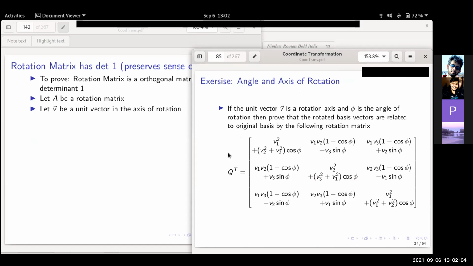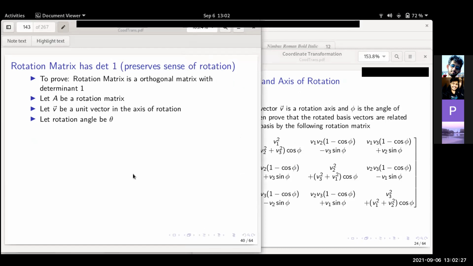So this matrix, what is shown on the right-hand side, is a rotation matrix with axis V and angle phi. So this is how you have to imagine. In general, any matrix you can imagine having an axis as well as an angle of rotation. So let the angle of rotation be theta. What is known is that the rotation matrix preserves the length of the vector. That means even after rotation, the length of the vector is the same as before rotation.